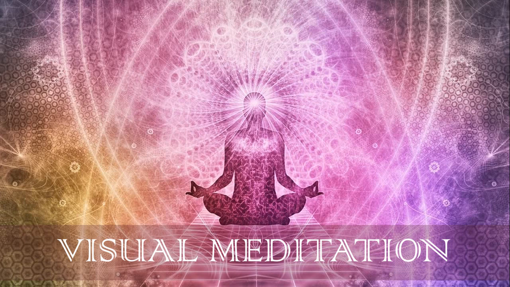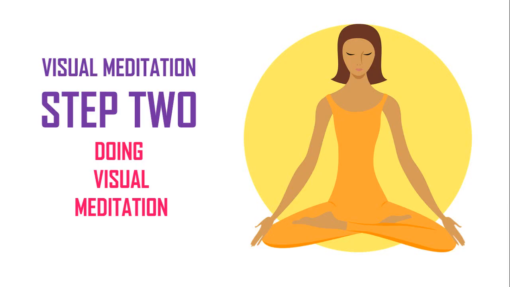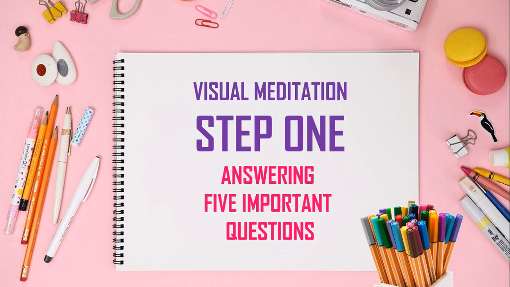So let's start visual meditation, friends. Visual meditation is a two-step process. Step 1 is called answering 5 important questions, and step 2 is called doing visual meditation. Let's start with step 1, answering 5 important questions.